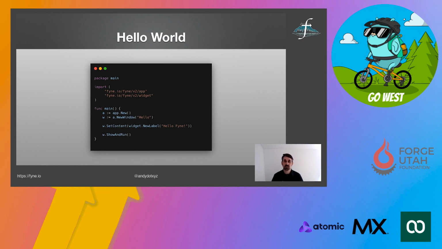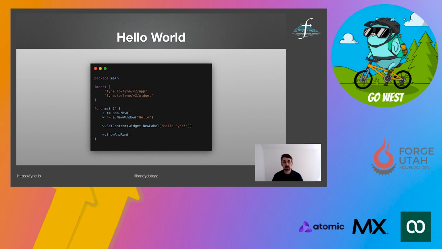With that application handle, we can create a new window. We title it Hello, and depending on the operating system, that may be visible above the window in the border area. We then set the content of this window to be a new label widget, created there with widget.NewLabel, and passing it the content to display.